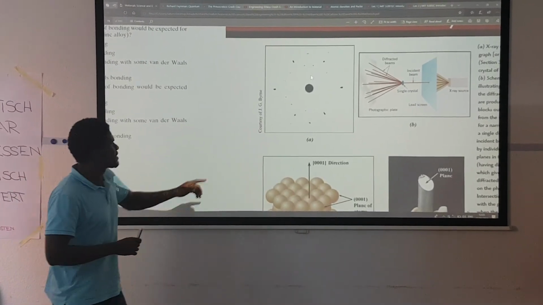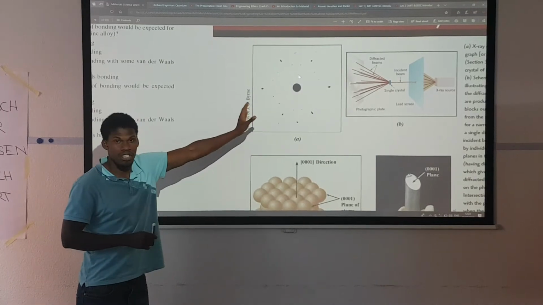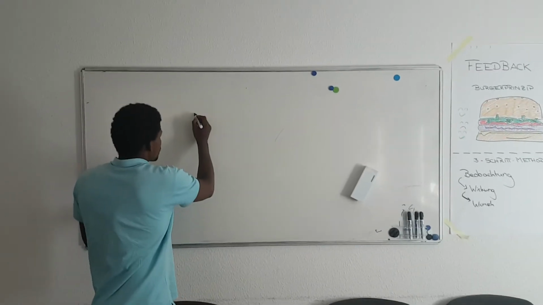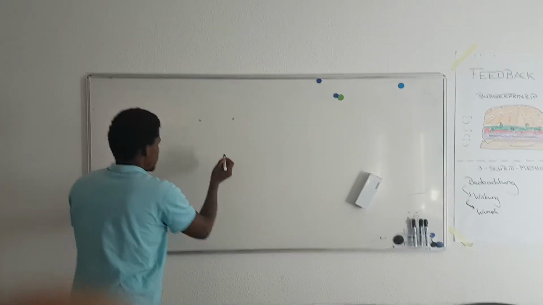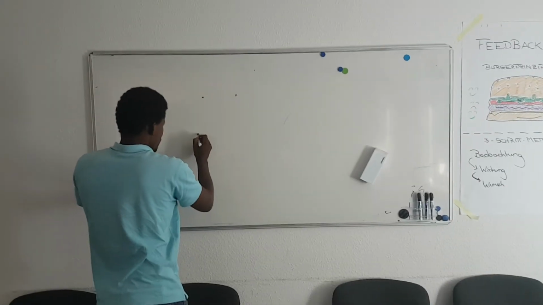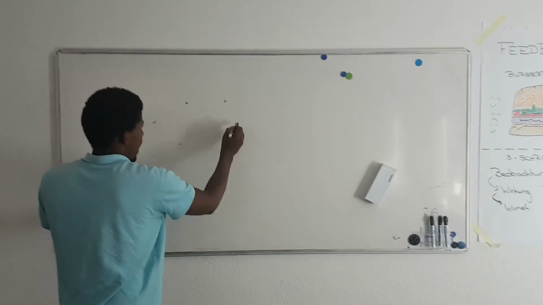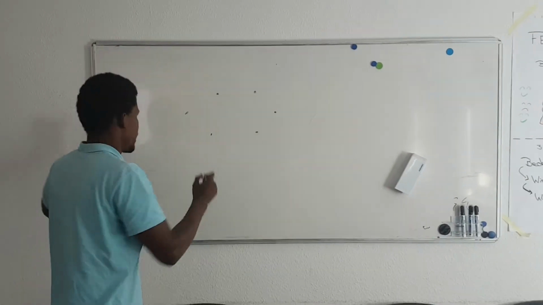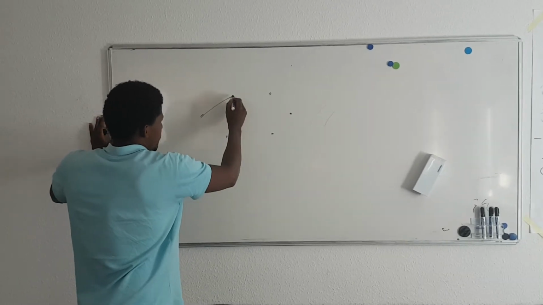For example, you can see these dots. These dots are planes of atoms. So now I'm going to show you how we can transfer these dots. We saw these dots, we have so many dots. Now if we connect these dots together, we can connect them.